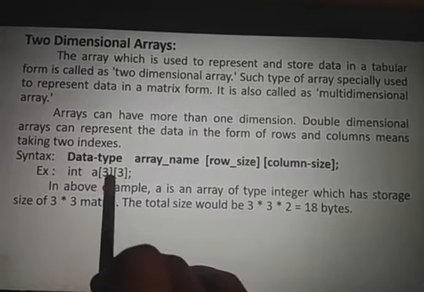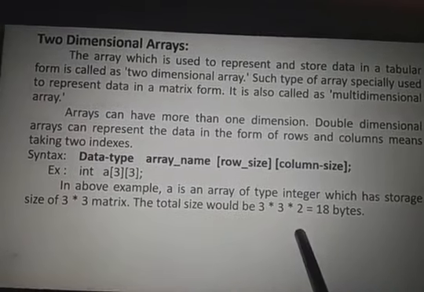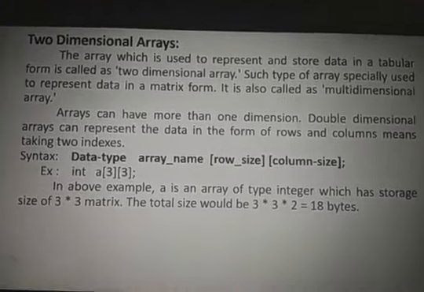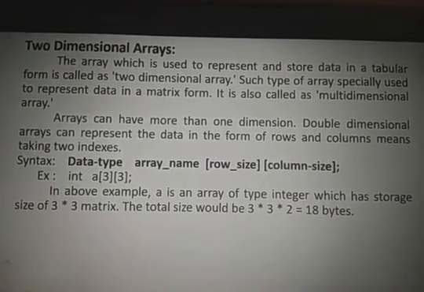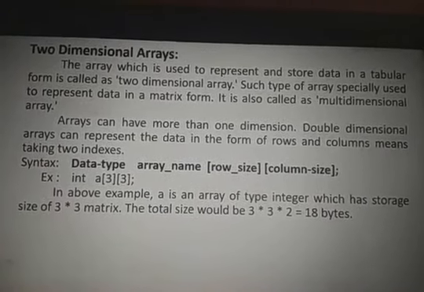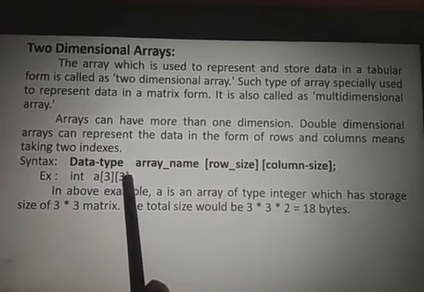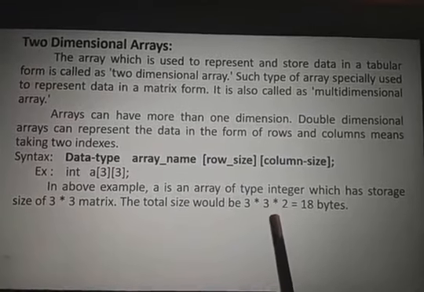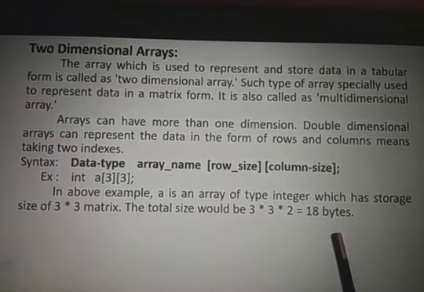Next, how much size is taken? 3 into 3, 9 elements. 9 into 2, 18 bytes. Same as a normal one dimension. In one dimension, only one index: 3 into 2, 6 elements, 6 bytes. But here 3 into 3, 9 elements. 9 into 2 bytes equals 18 bytes of memory will be allocated.